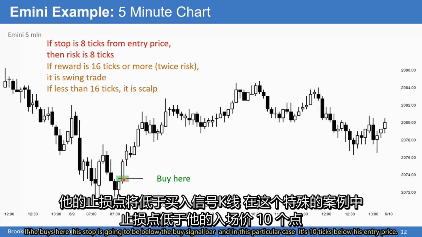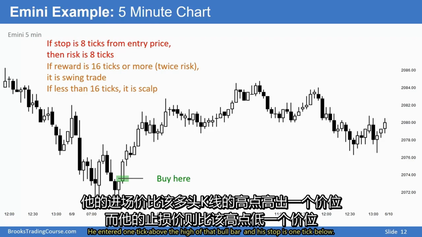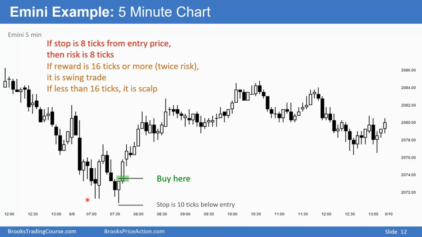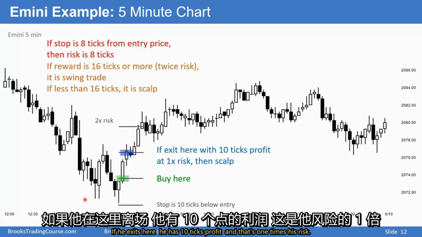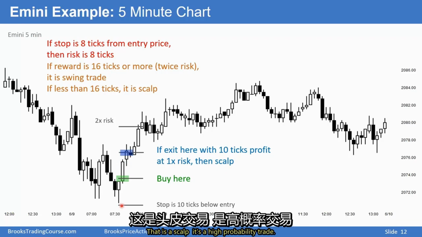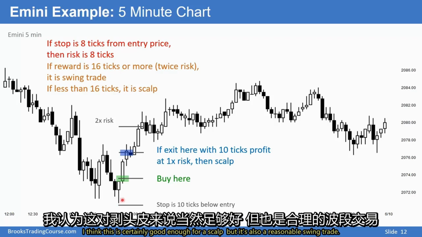If he buys here, his stop is going to be below the buy signal bar, and in this particular case, it's 10 ticks below his entry price. He entered 1 tick above the high of that bull bar, and his stop is 1 tick below. If he exits here, he has 10 ticks profit, and that's 1 times his risk. That is a scalp. It's a high probability trade.